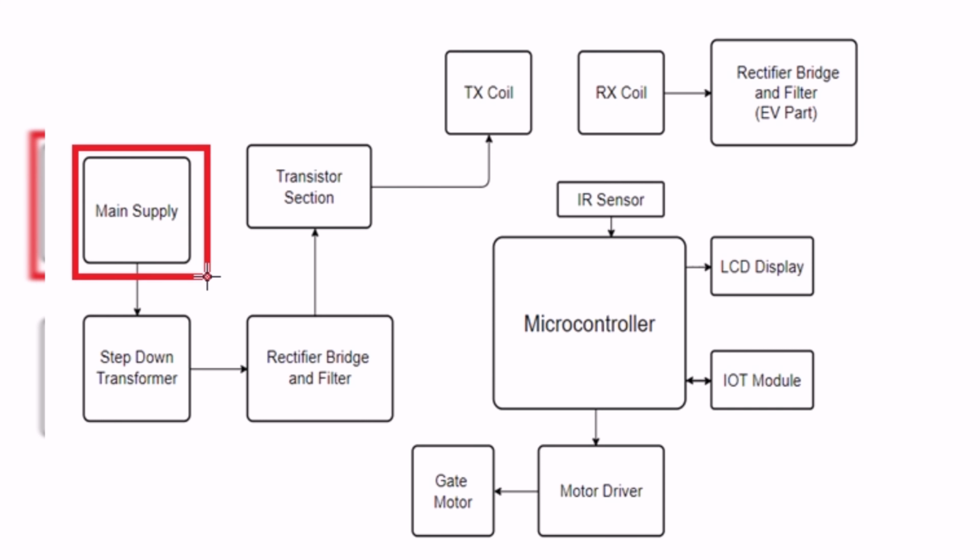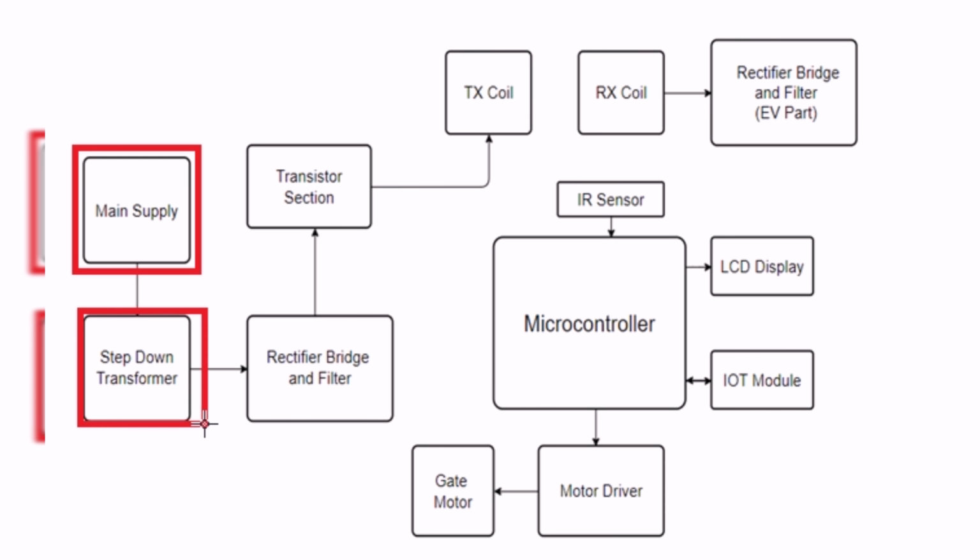So this is our main supply. In this project we will use a 220 volt AC supply because that is easily available everywhere: in home, college, road, everywhere, 220 volt AC is available. After that we are using a step down transformer. The step down transformer will convert 220 volt AC into 12 volt AC because we need 12 volt to transfer the power.